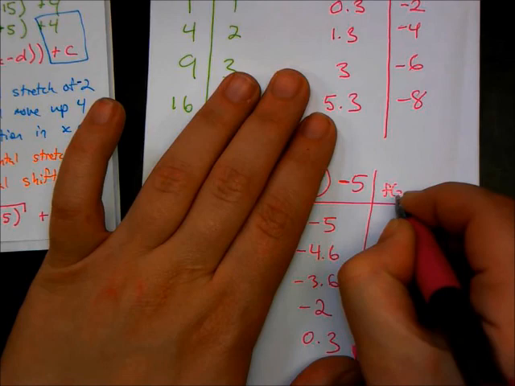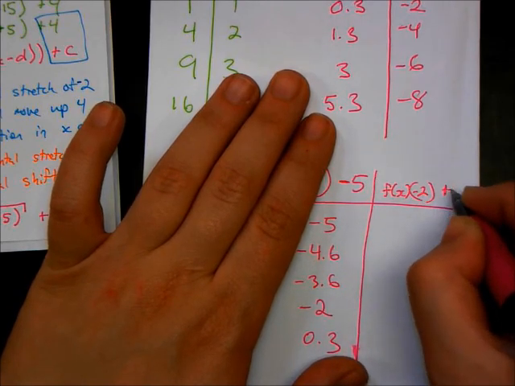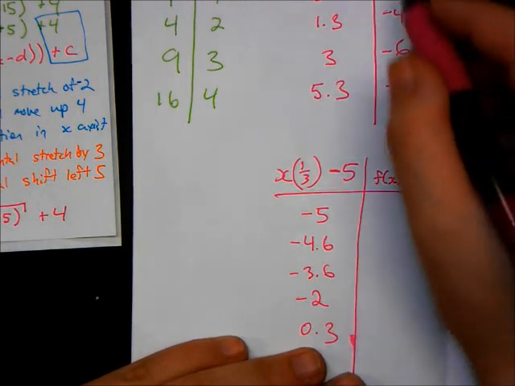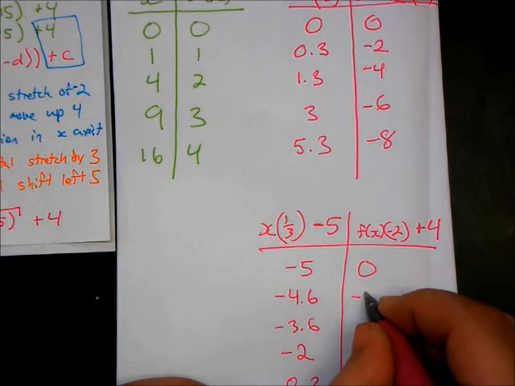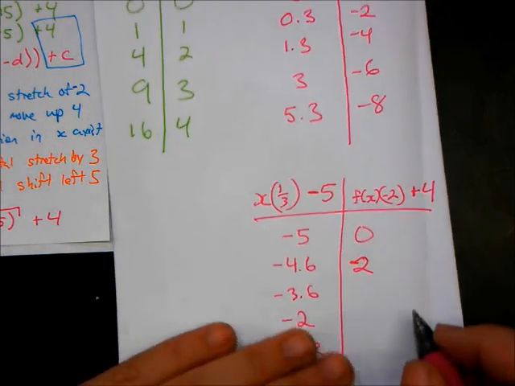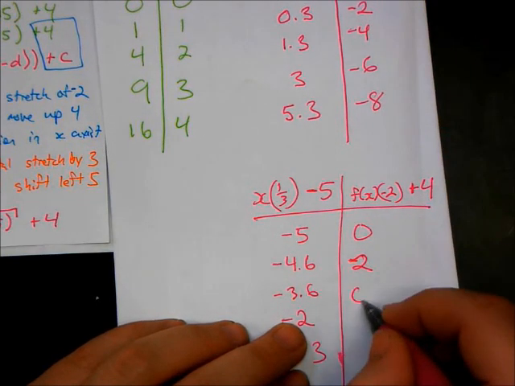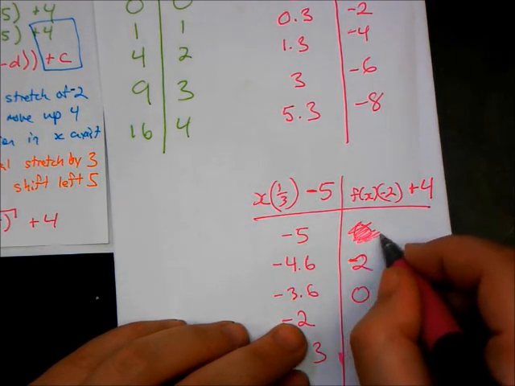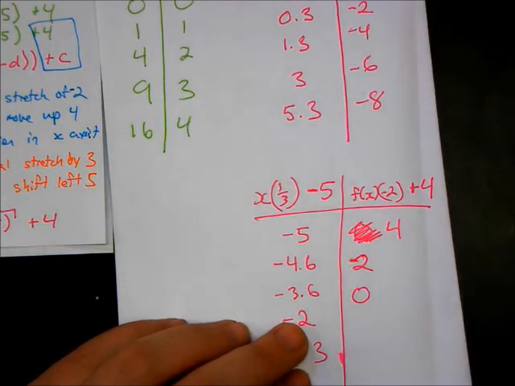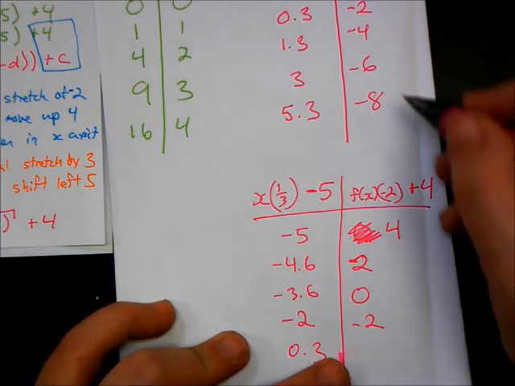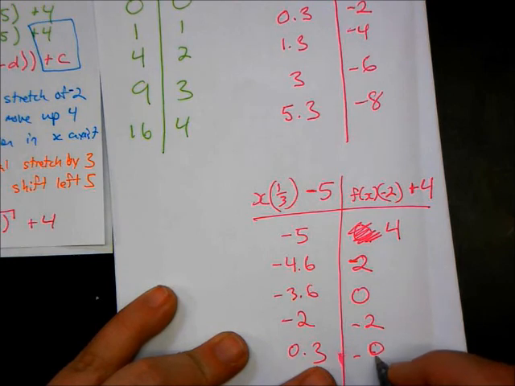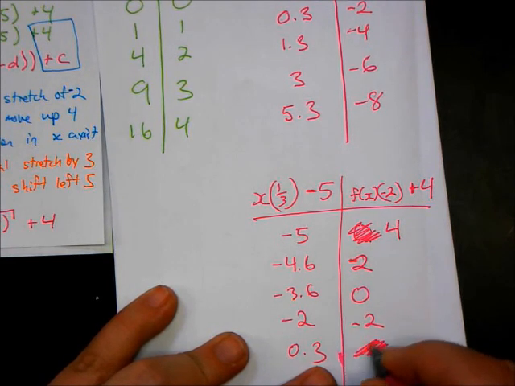For our vertical change, we've got a plus 4. So that means we take what we had up here which was f of x times negative 2. Now we're going to add 4. 0 plus 4 is 4. Negative 2 plus 4, positive 2. Negative 4 plus 4 is 0. Negative 6 plus 4, negative 2. Negative 8 plus 4, negative 4. I'm sorry, I can't seem to add today.